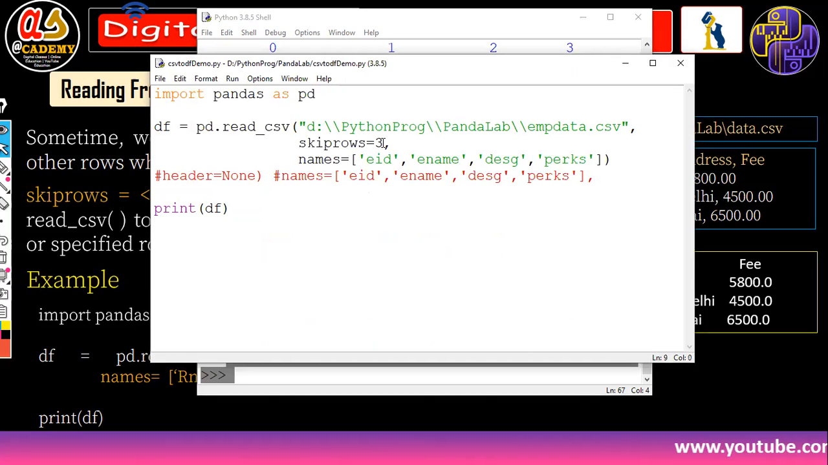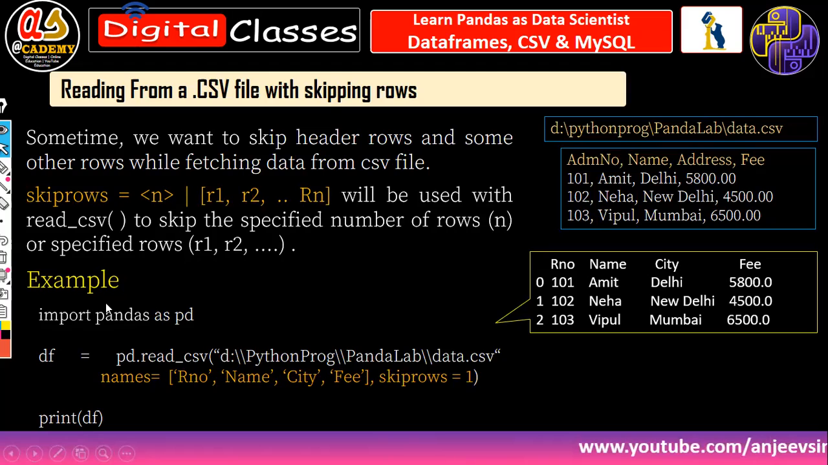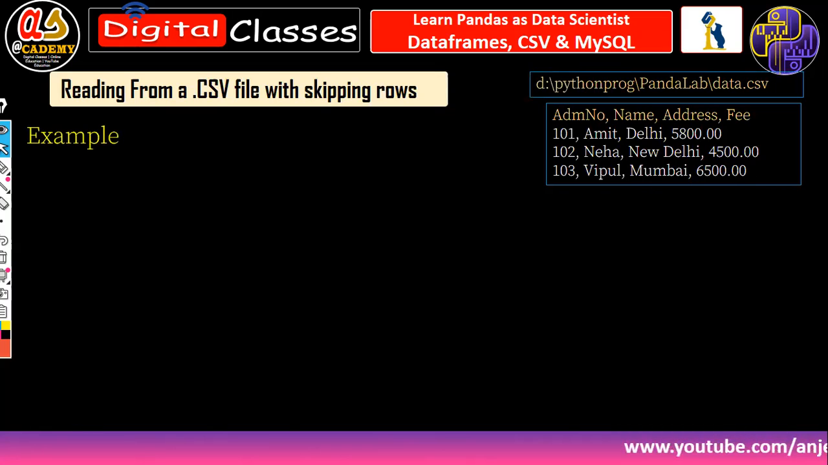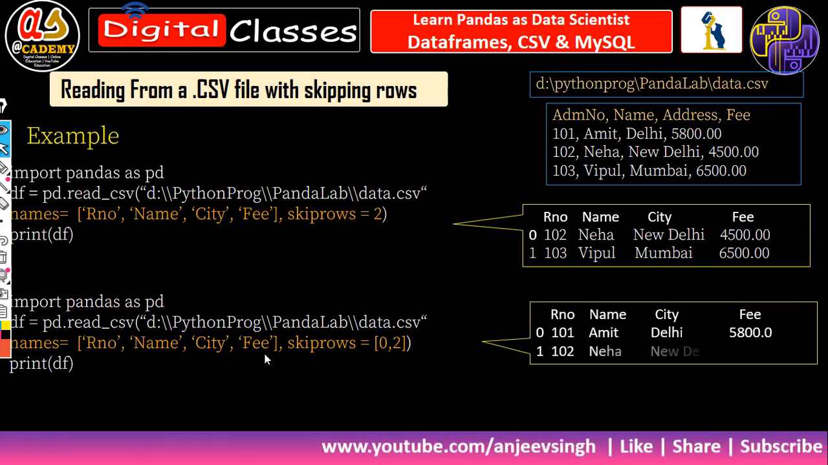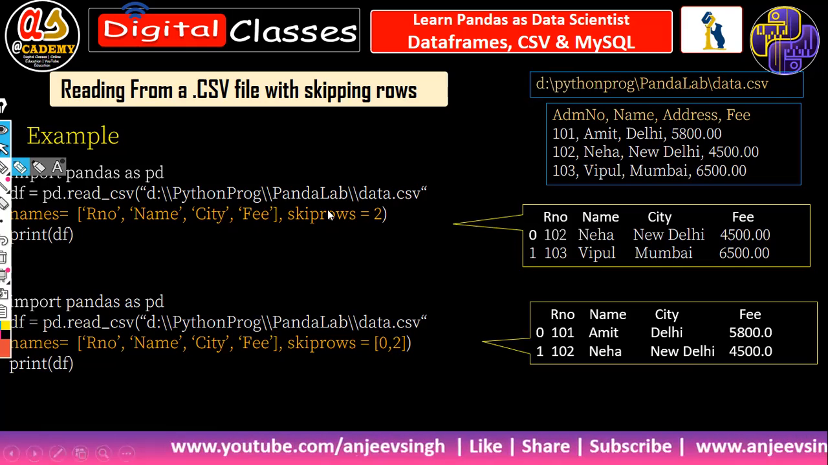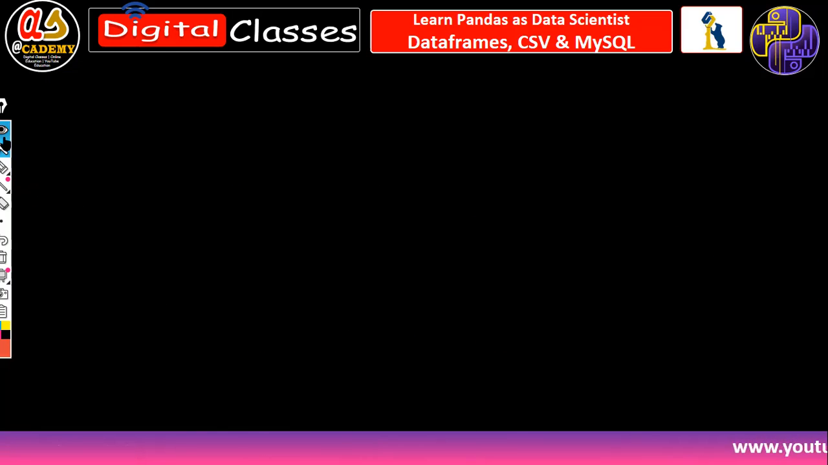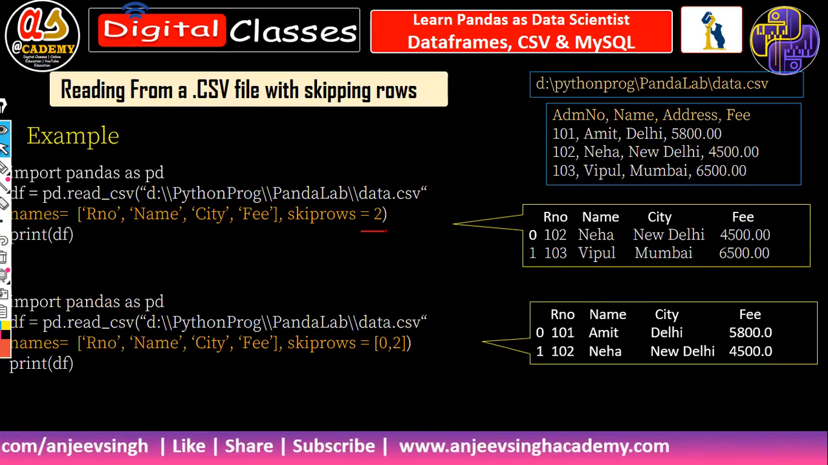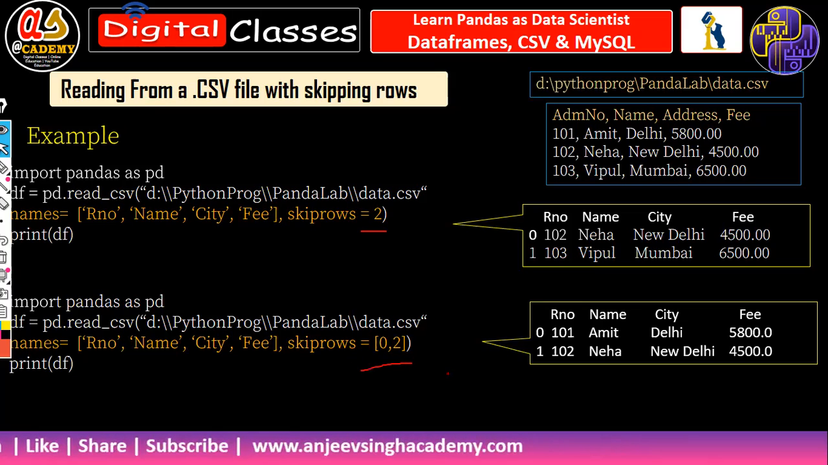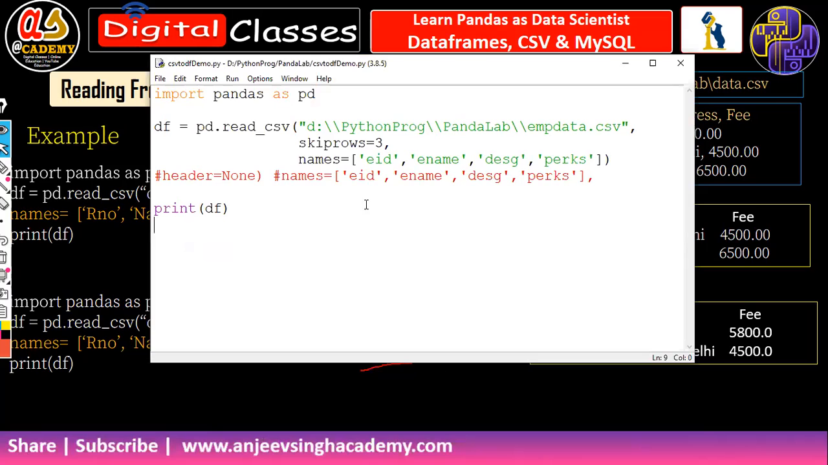Now, instead of a count of rows, I'm going to mention specific row numbers. I'm not going to say skip 1 row or skip 2 rows. I'm going to say skip these rows. So instead of saying skip 2 rows and 3 rows, I'm saying skip row number 0 and row number 3. How will we do this? I have to provide it this way: skip 0 and the third row.